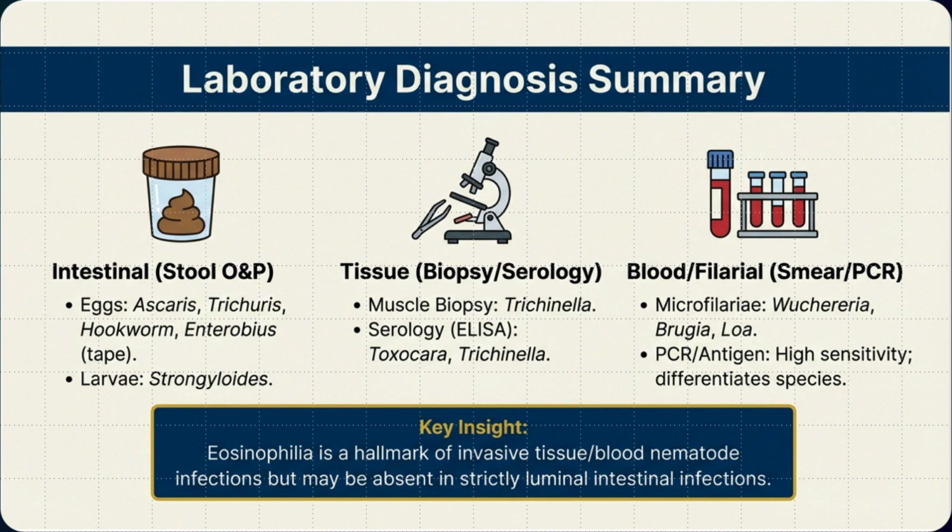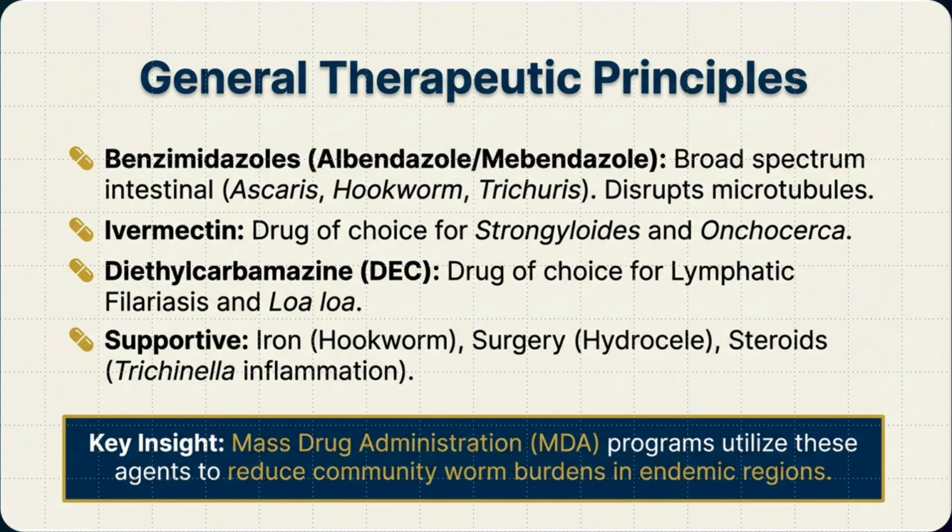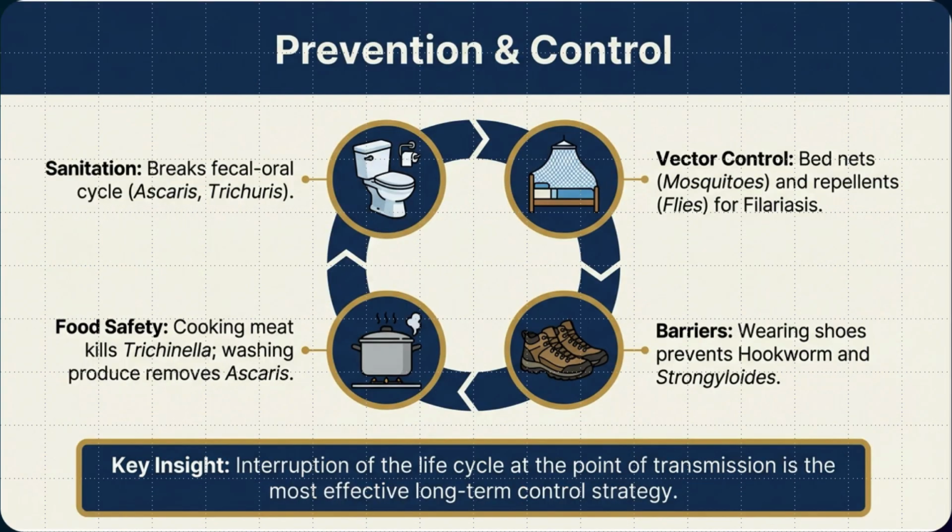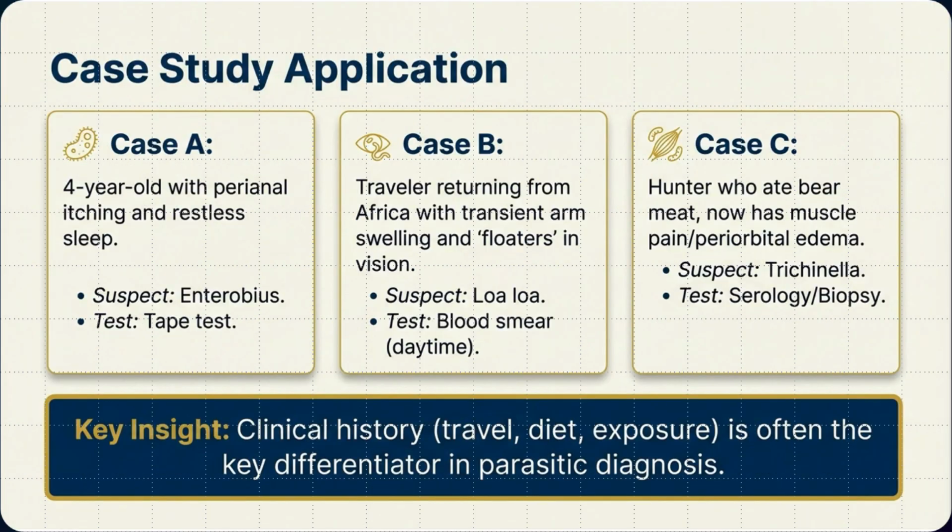And remember the QA rule. Yeah. Keep testing for 5 consecutive days before you call it negative. Spot on. Case B, a Peace Corps volunteer just back from sub-Saharan Africa. They have transient swelling in their wrists, and they mentioned seeing a quote-unquote floater actually moving across their vision. Loa, the African eyeworm. You want to do a blood smear, but do it during the day because it's diurnal. And on the smear, look for a sheathed tail with nuclei extending all the way to the tip.